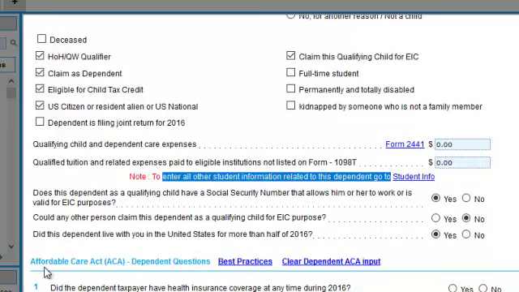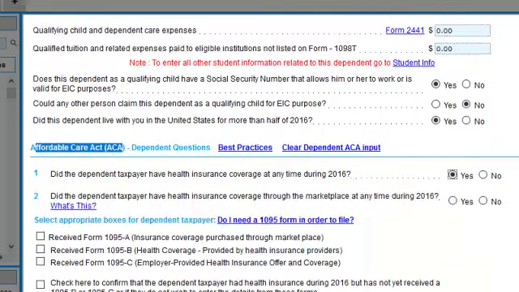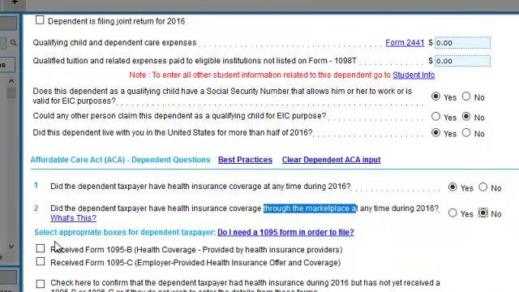And again, the insurance pops up for Affordable Care Act. Does a dependent taxpayer have health insurance? We're going to say yes. The marketplace question pops up. We're going to say no, because they receive the same type as the mother in this case. And we could have said employee if they had one. We're going to say the whole 12 months. Now, I was going to ask you to prove this with that 1095 as we read a little earlier. 1095B for this particular client.